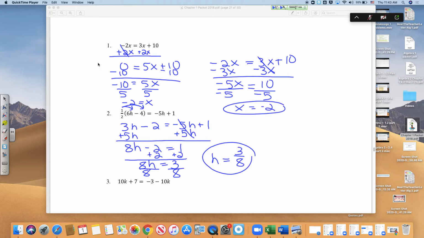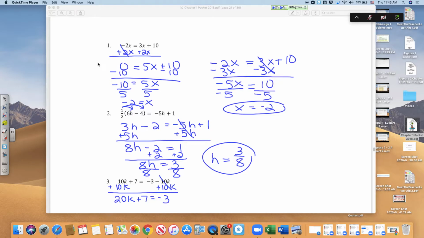Simplified fractions are good. And then the last one, 10k plus 7 equals negative 3 minus 10k. I'm going to take this minus 10k and add 10k. So I have a positive number of k's. 10k plus 10k is 20k. So I get 20k plus 7 equals negative 3.